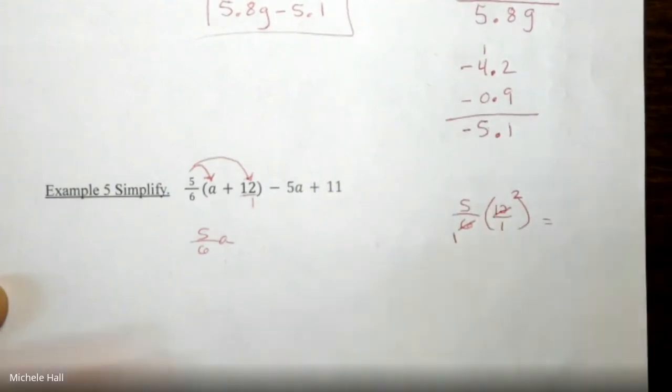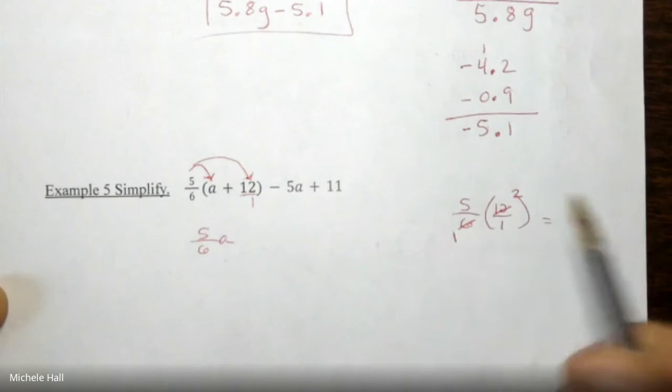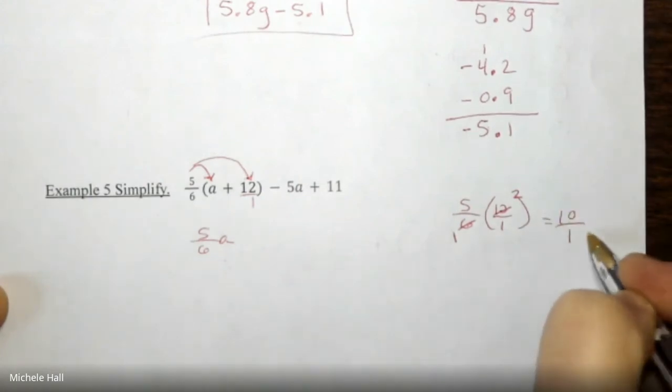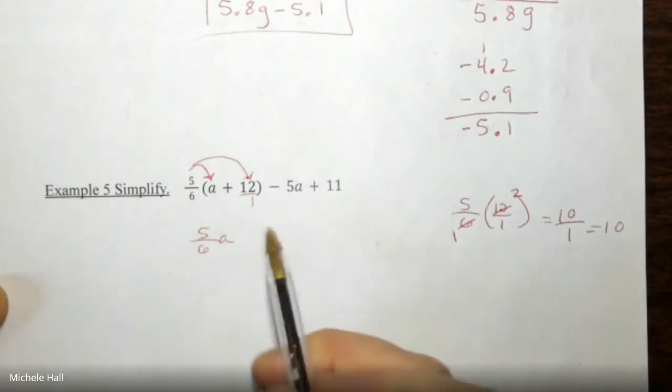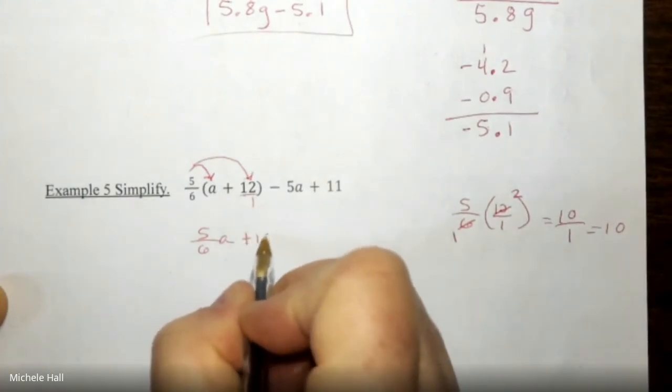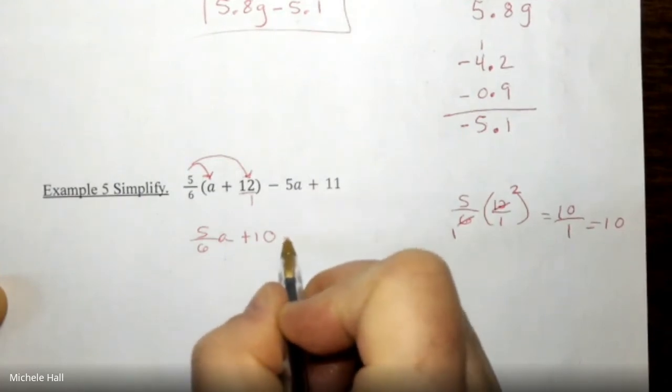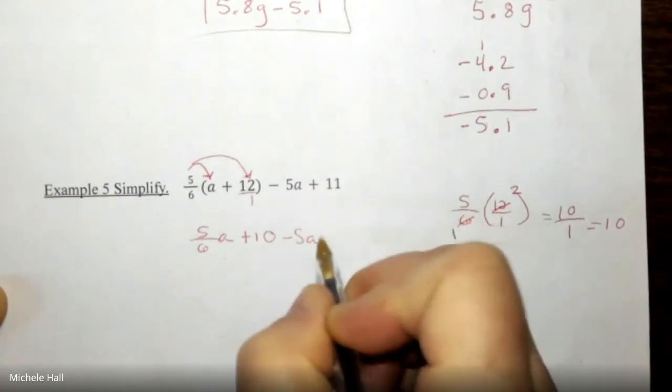5 and 1, nothing can be canceled there. 5 times 2 is 10. 1 times 1 is 1. And 10 divided by 1 is 10. So I have a plus 10. And then I'm going to bring down the rest of my expression. I have a negative 5a, positive 11.